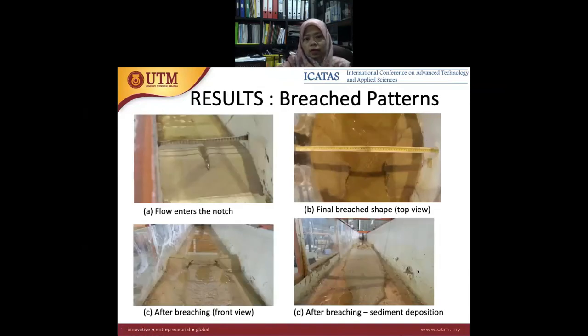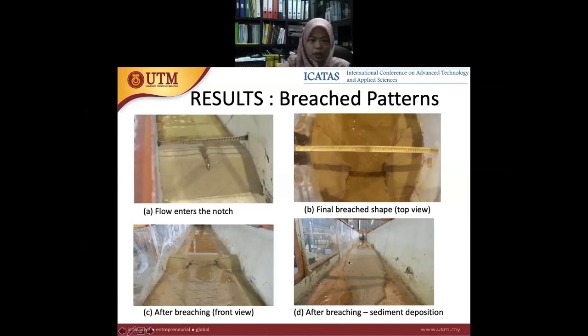This is the result of the breach patterns. Diagram A shows the water flowing into the notch. This is the area of the notch that allows the water to pass through. This is the final breach shape in top view, this is the front view, and this is the sediment deposition viewed from the front. We can see the shape of the breach is like a trapezoid.